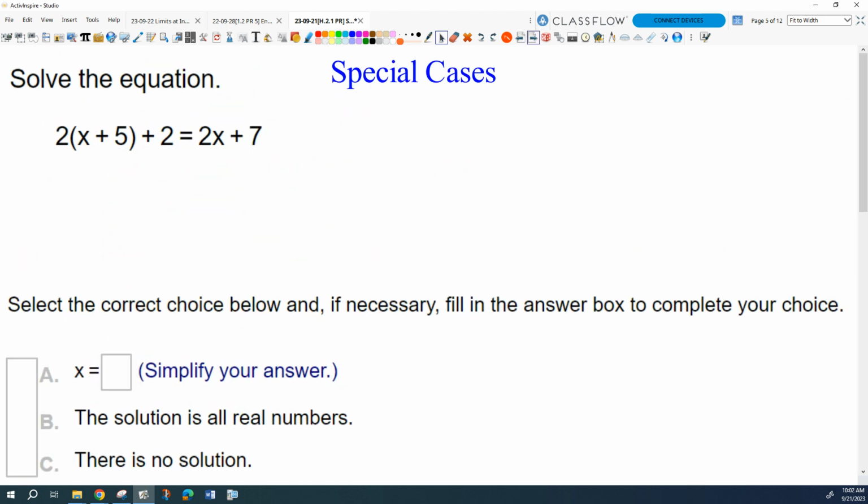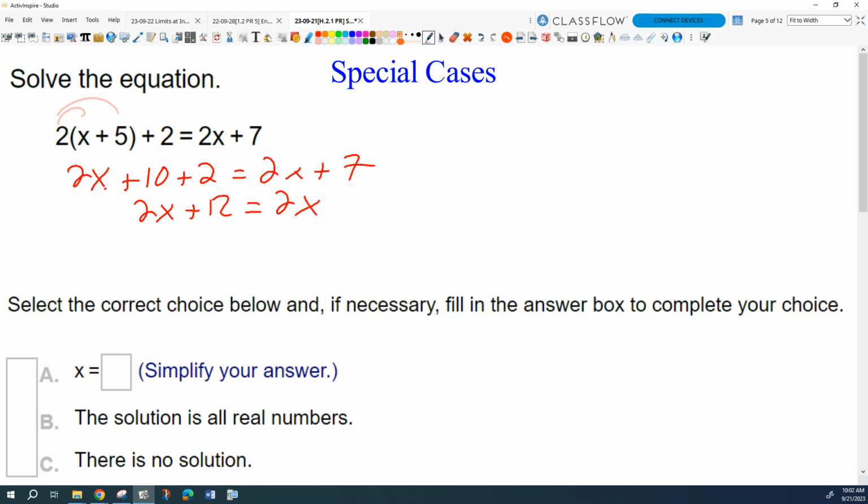Okay, how about one like this guy? Same kind of thing, right? What if I distribute this time? I get 2x plus 10 plus 2 equals 2x plus 7. So 2x plus 12 equals 2x plus 7. Next step. Say it again. Subtract 2x. Okay.